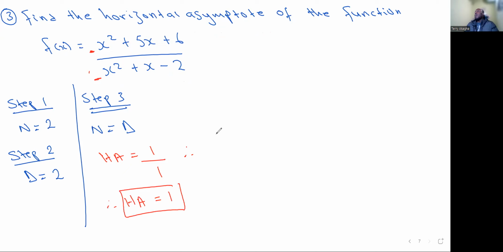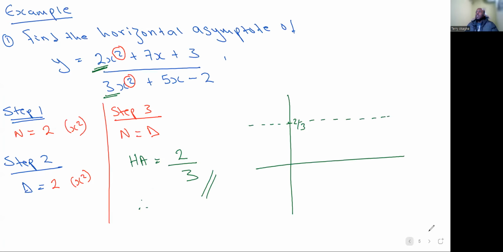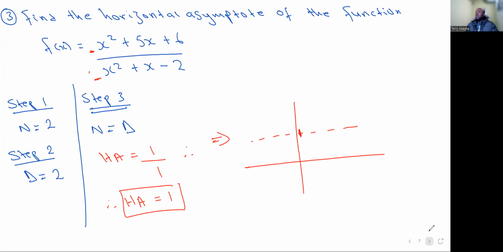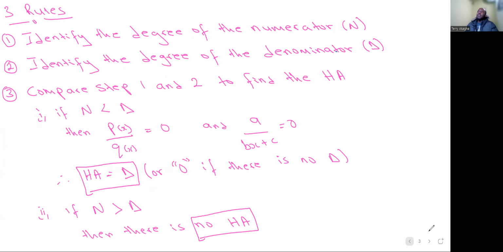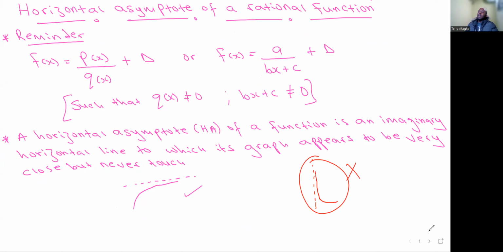So basically, what we are saying is that, and I'm going to show you how to do this later, when you sketch the graph, the horizontal asymptote for this is going to be at 1. All right? And we've talked about all this already. And that will bring me to the end for finding the horizontal asymptote.